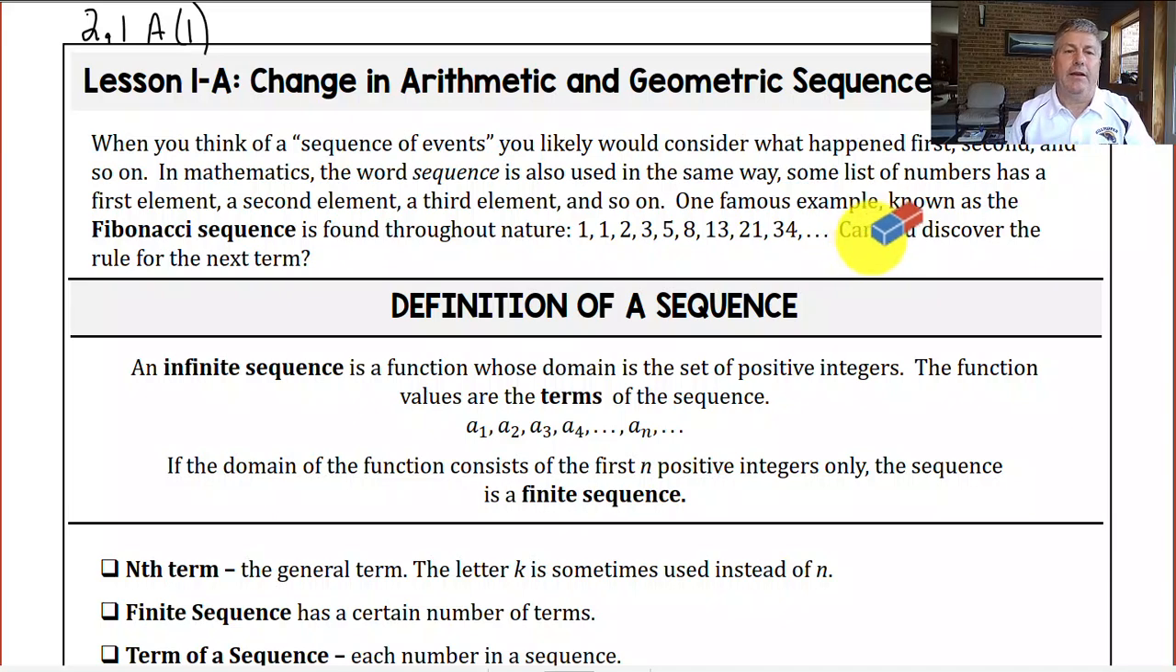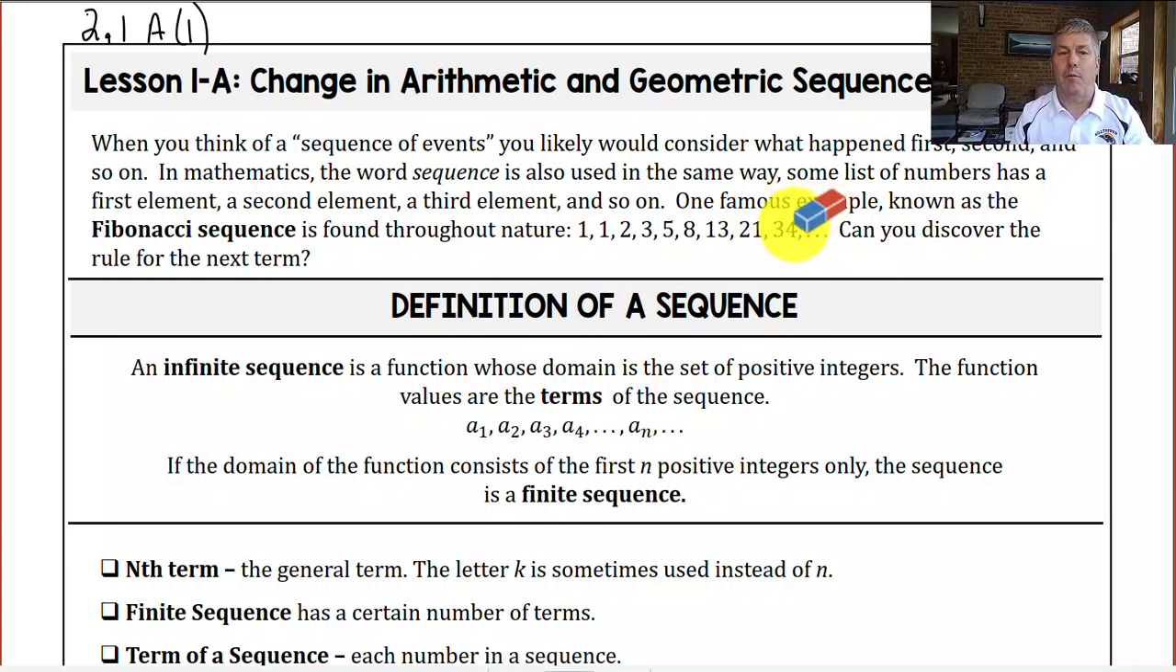So as you can read here, when you think of a sequence of events, you likely would consider what happened first, second, and so on. So kind of things in order. In mathematics, the word sequence is also used in the same way. Some list of numbers has a first element, a second element, third element, and so on.